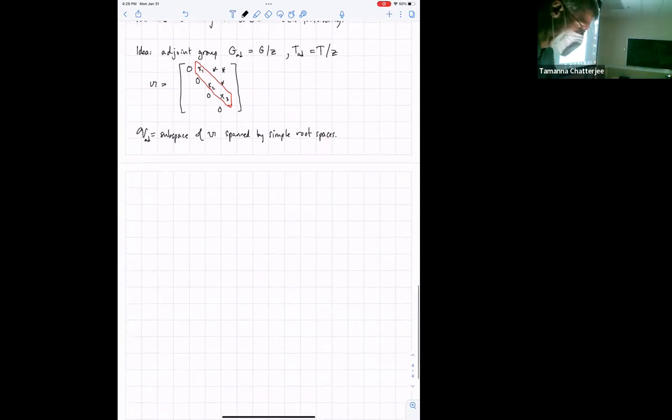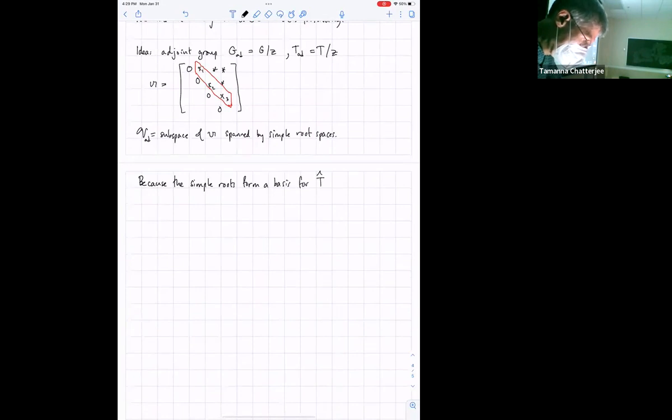And the reason is because the simple roots form a basis for T hat ad, which is the character group of the adjoint torus. The characters of the adjoint torus are just the root lattice. And this is actually the root lattice.